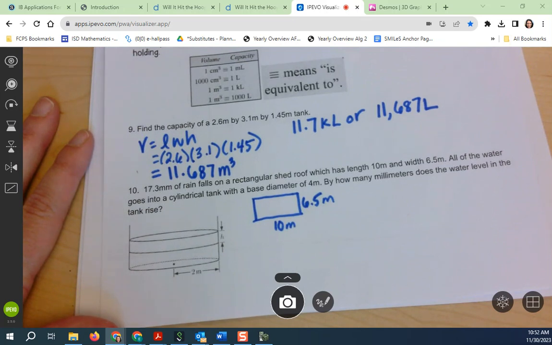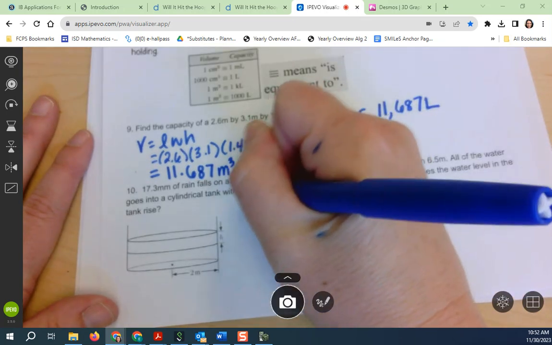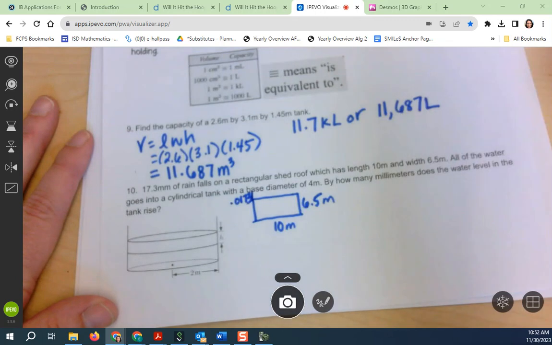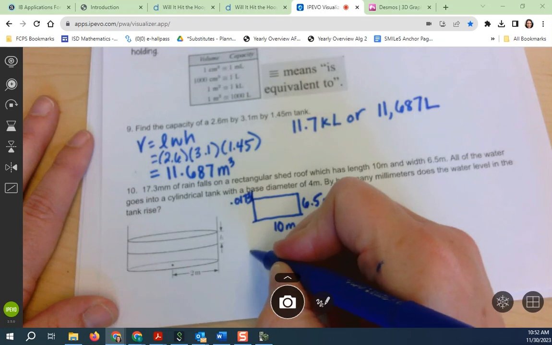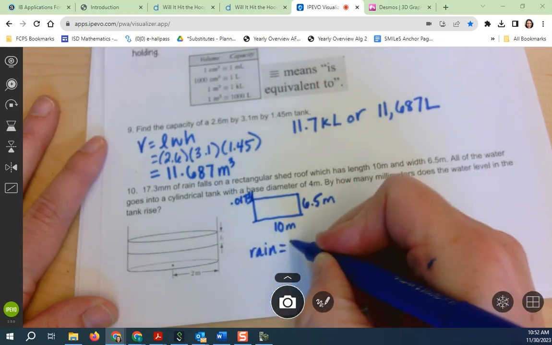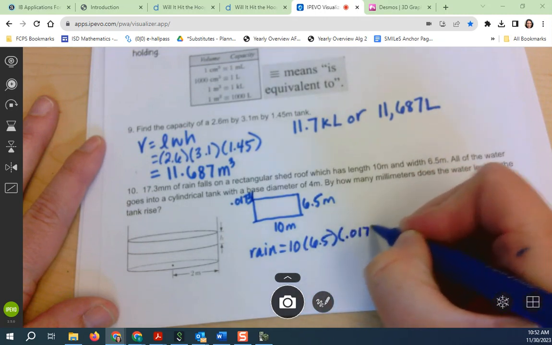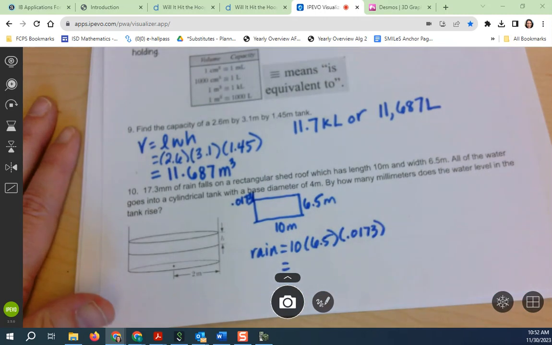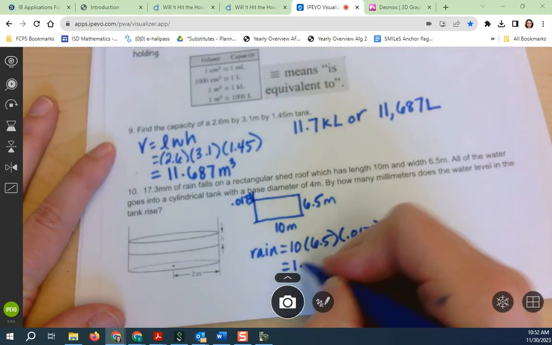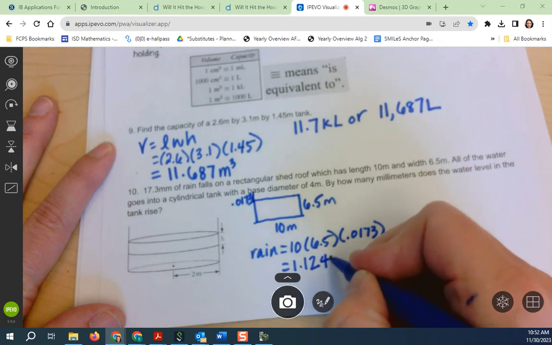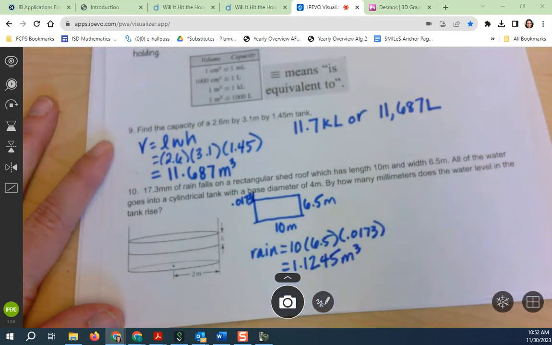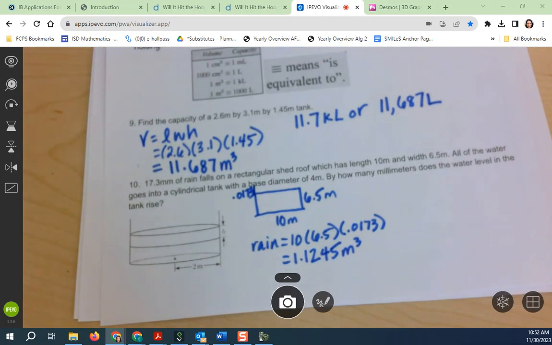Did anybody divide it yet? 17.3 divided by 1,000. Do we get 0.0173? Yeah. Okay. So that height there is 0.0173. So to find the cubic meters of rain, we're going to find rain is equal to 10 times 6.5 times 0.0173. And I'm keeping all my decimal places for now. And let me know if you can verify my answer of cubic meters of rain.